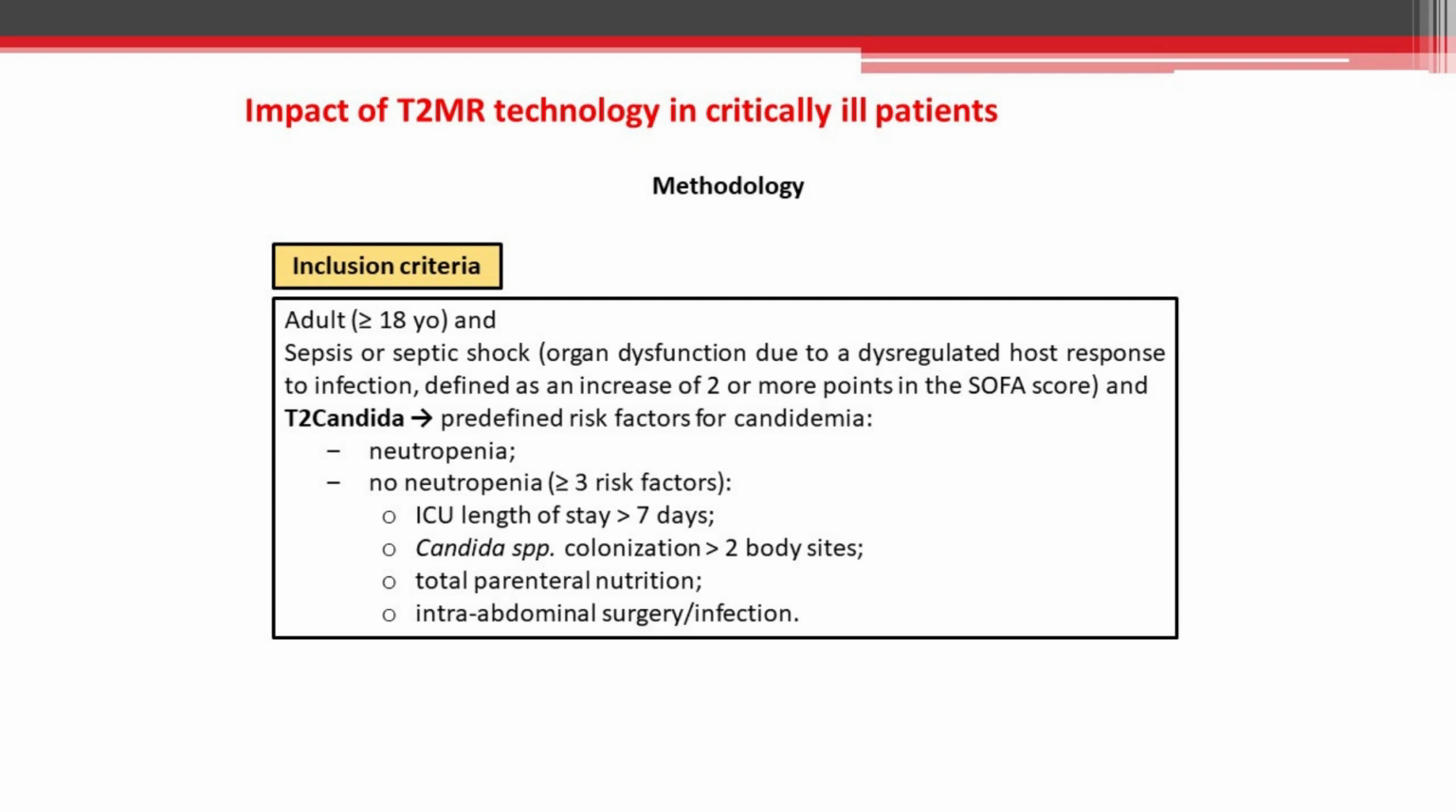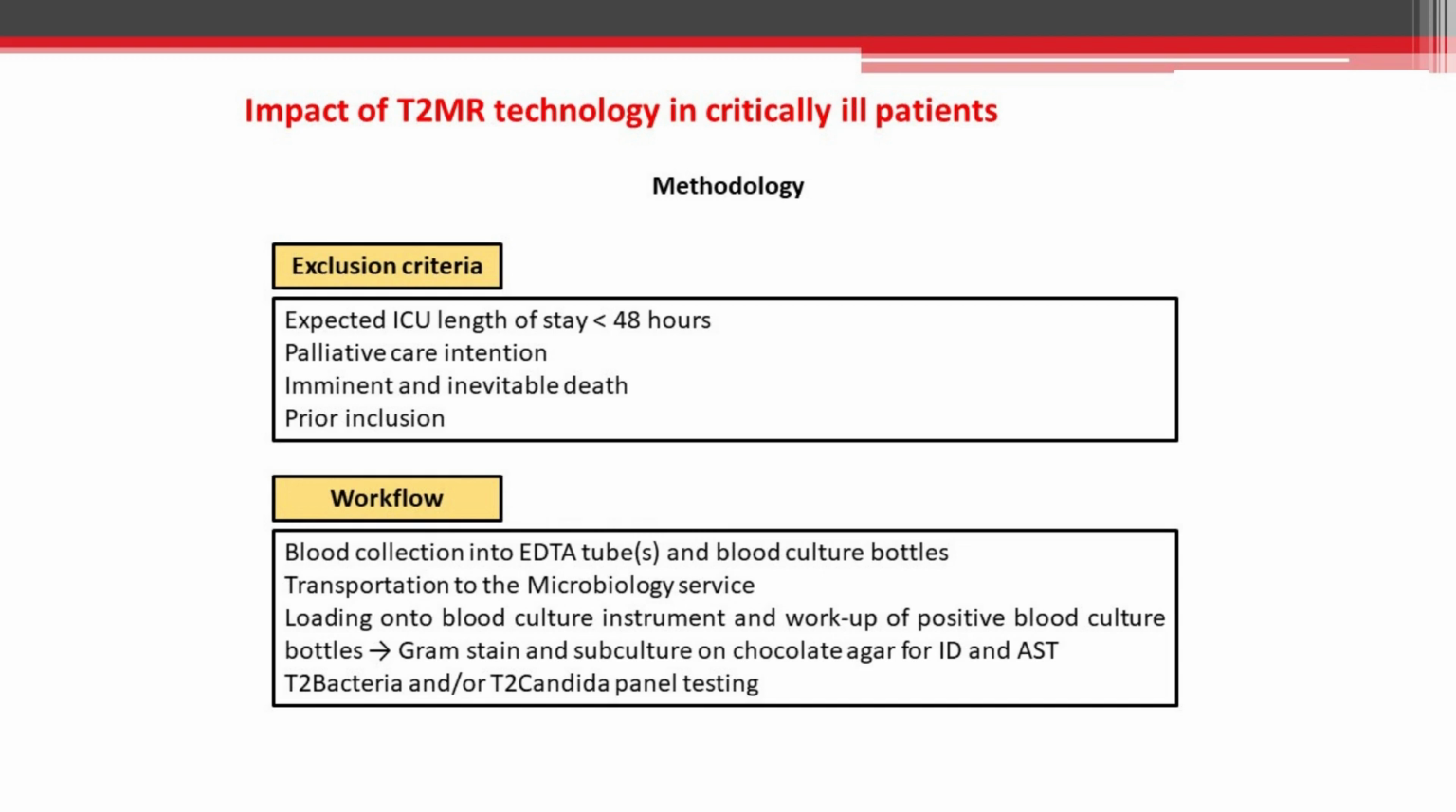Regarding T2 Candida, of course, the most important risk factor is neutropenia, but we also included patients that were not neutropenic if they met at least 3 of the risk factors that you can see there. Exclusion criteria: expected ICU stay length less than 2 days, palliative care intention, imminent or inevitable death, or prior inclusion, because we only included the first sample from each patient.